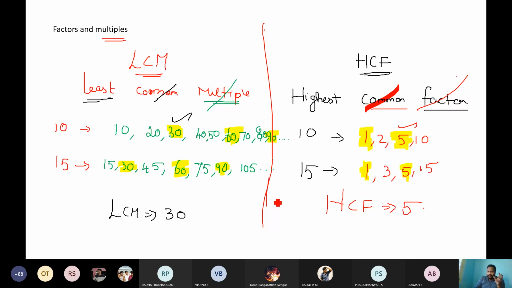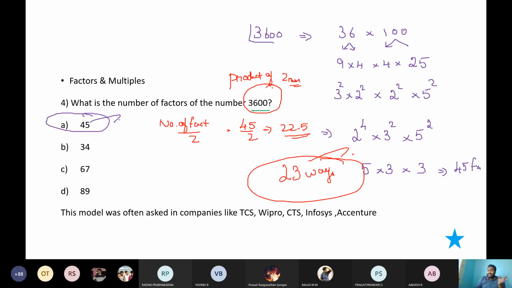The term LCM means least common multiple. Out of the multiples, find out which one is common. Out of that, which one is the least. So that is what they call least common multiple. Okay. Now, how do we find out LCM?